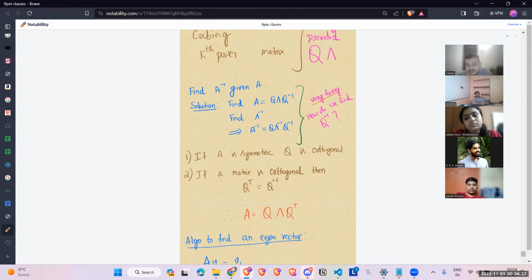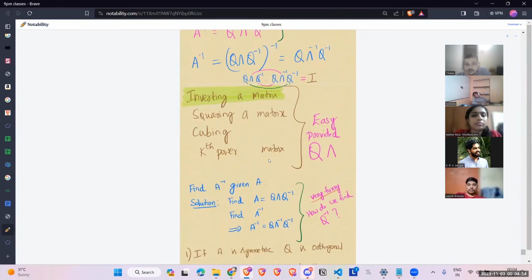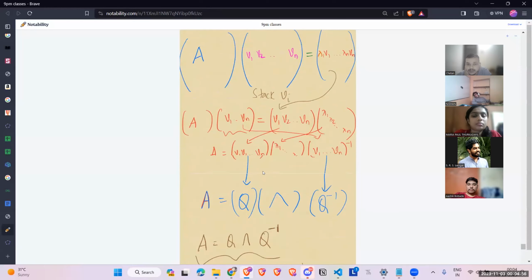Now that makes the computation even easier. Now you only need to figure out your Q. Once you figure out your Q, you can figure out your Q transpose. You can figure out your lambda. Once you find your lambda, you can do all sorts of operations on that, and it makes our life so much easier. So we figured that part out.